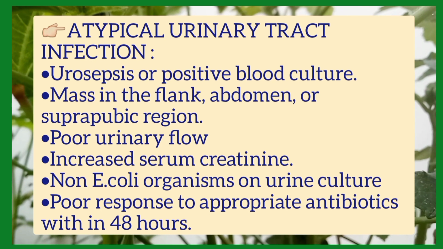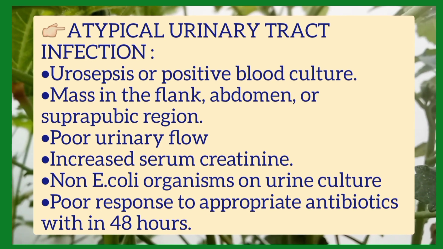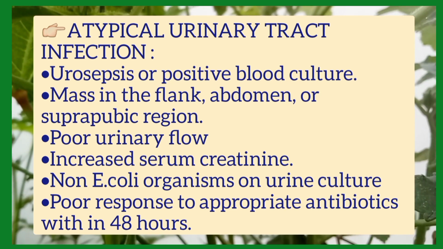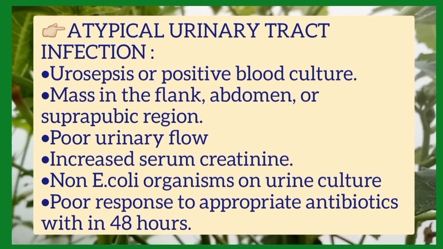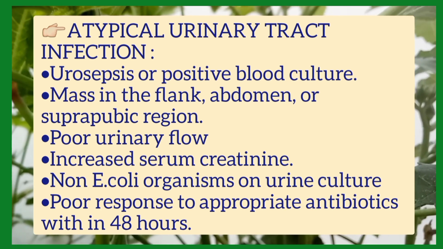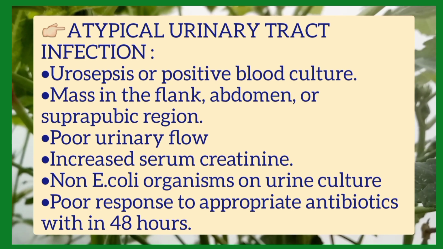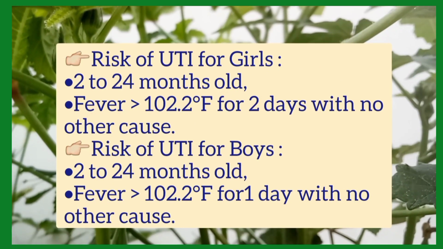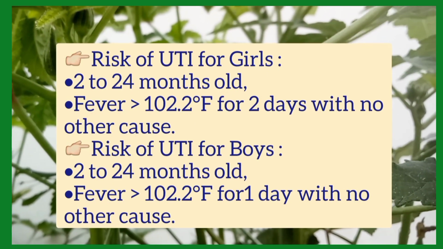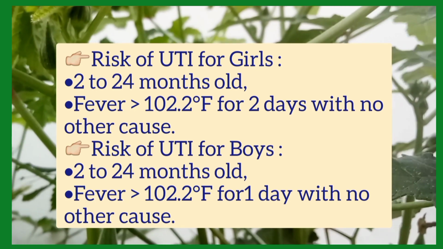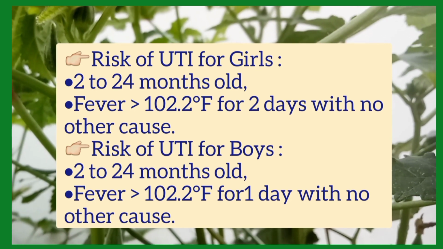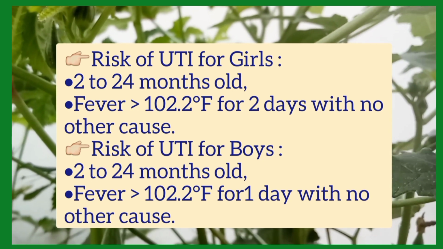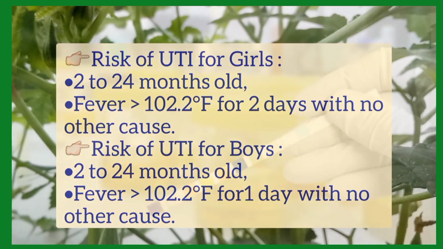Now, UTI is labeled as atypical when the following criteria are present: urosepsis or positive blood culture, mass in the flank, abdomen or suprapubic region, poor urinary flow, increased serum creatinine, non-E. coli organism on urine culture, or poor response to appropriate antibiotics within 48 hours. Now, next is risk of UTI for girls and boys. For 2 to 24-month-old girls and boys, fever more than 102.2 degrees Fahrenheit for 2 days in girls, and for 1 day in boys with no other cause, UTI should be considered in differential diagnosis.